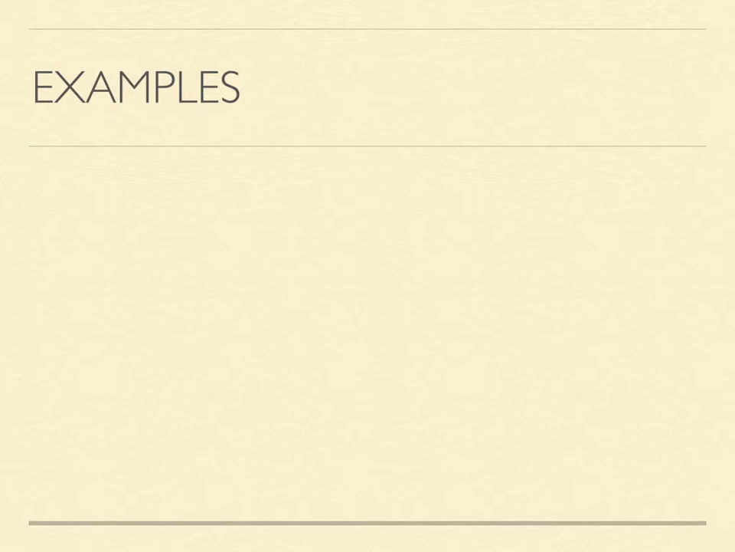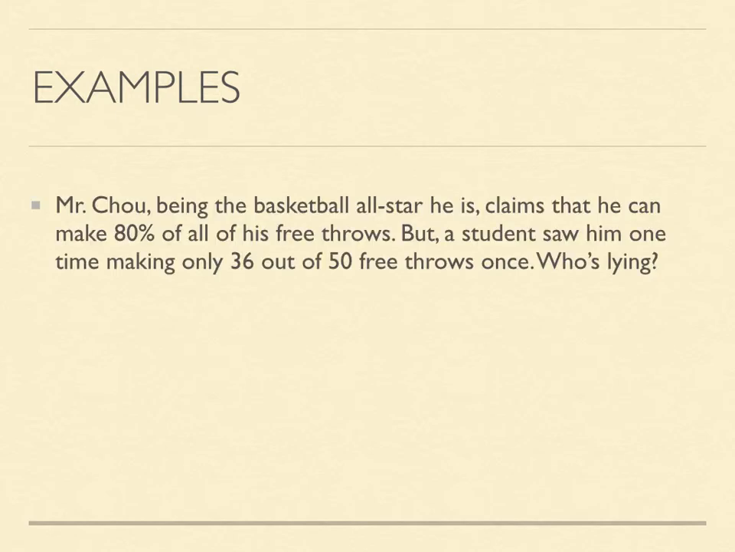So let's do a couple of examples. Back to Mr. Cho. He is a basketball all-star. He makes 80% of his free throws. But one time, a student saw him making only 36 out of 50 free throws. So then who's lying? If Mr. Cho really makes 80% of his free throws, he shouldn't be making less than 40, right? So our null hypothesis is going to be p equals 0.8.